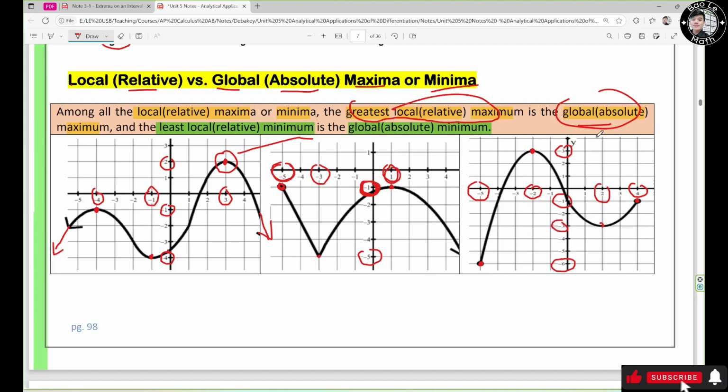Now we're going to check for the absolute maximum. The absolute maximum is actually this one right here, 3 at x equals -2, and the absolute minimum is right here, -6 at x equals -5.